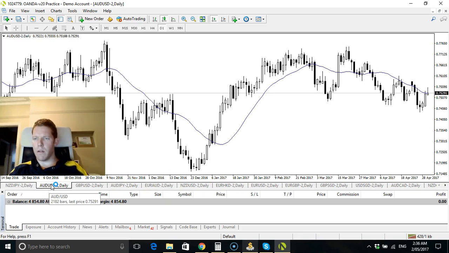Okay, so we've had a little bit of news. The Reserve Bank of Australia left rates at 1.5% today, so that was expected. That was almost a certainty that it was going to happen. So there was nothing unexpected, and nothing really to report here, guys.